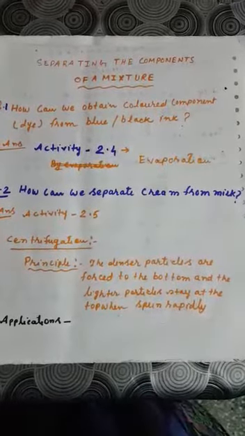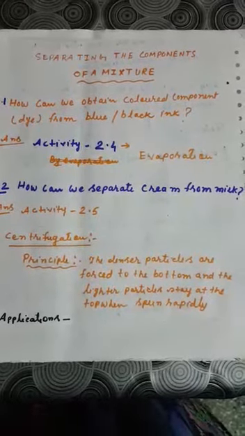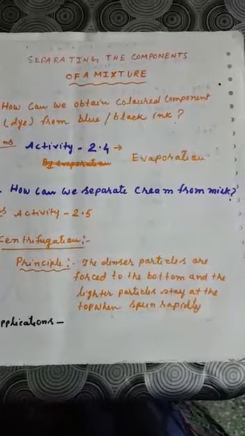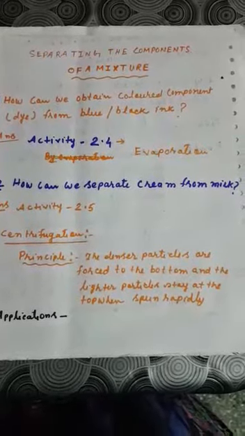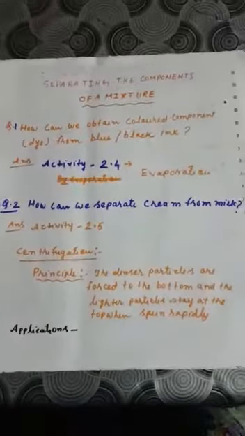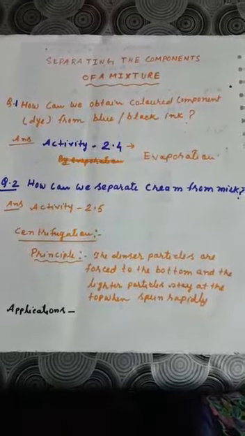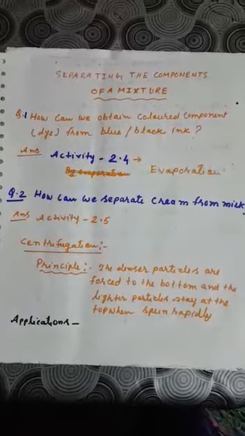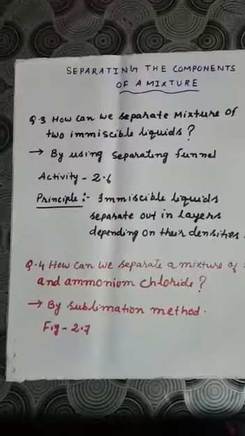The principle is that the denser particles are forced to the bottom and the lighter particles stay at the top when spun rapidly. That means the mixture is spun at such a high speed that the denser particles go down and the lighter particles stay up. I think everyone has seen a washing machine at home. In the last step, how do we dry the clothes? We spin the clothes at a very high speed, right? So what happens? Water goes down and we get dry clothes. Applications, that means how we can use the centrifugation method, you will learn from the book.